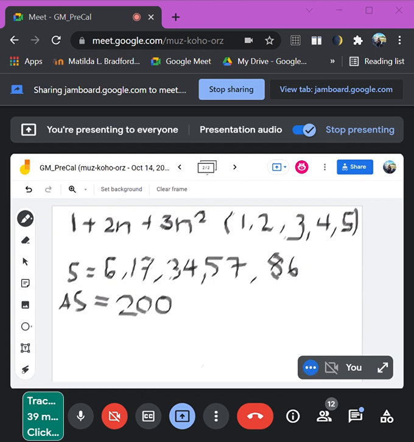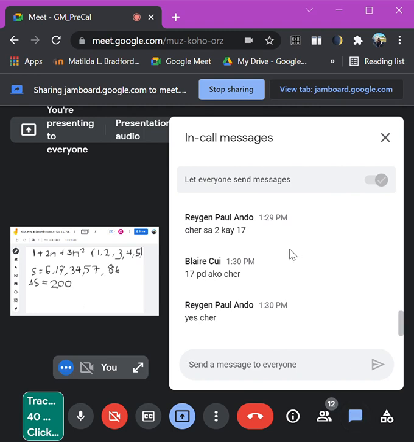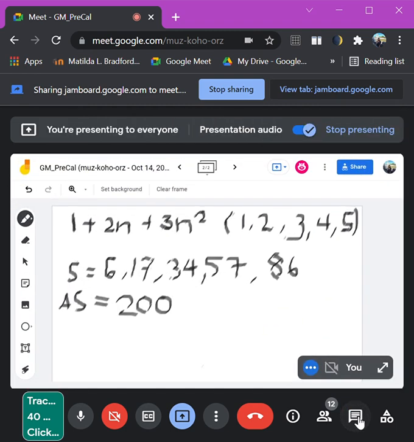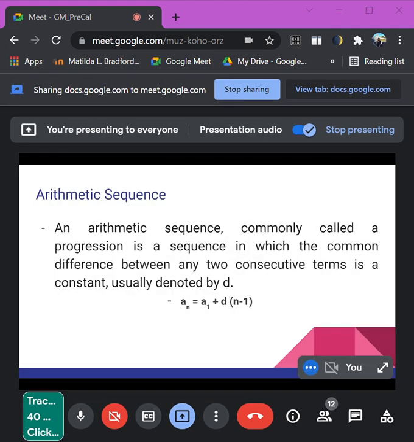Okay. So very good. Others identified it too. Okay, questions? No questions? Okay, so let's proceed now with the different types of sequence. So we have here our arithmetic sequence. So please read the arithmetic sequence, Cilio.